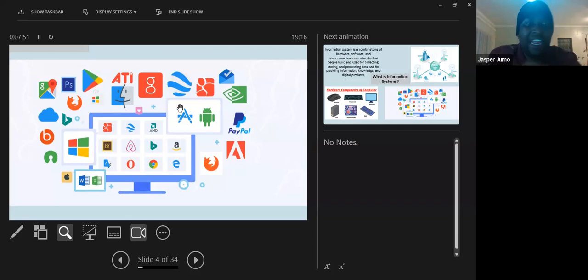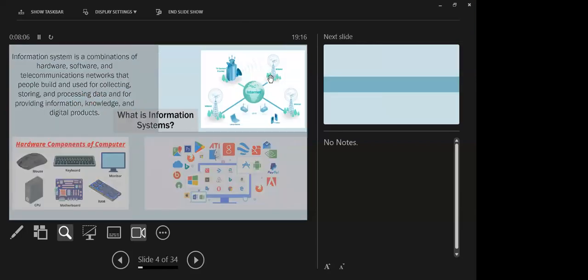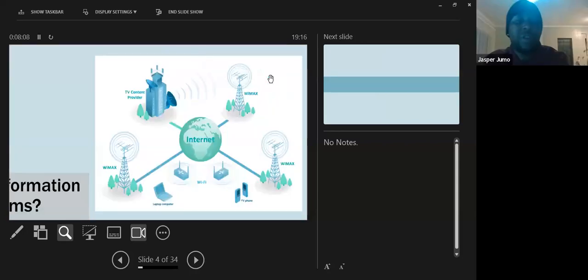System software. Then the rest, they are what? Applications. These are applications, so your PayPal, your Firefox, your Edge, and so forth, right? Now, the third part of an information system is what we call telecommunications, right? When we're talking about telecommunications, we're talking about the internet, for you guys to be able to see me live streaming like this is because of telecommunications, right?